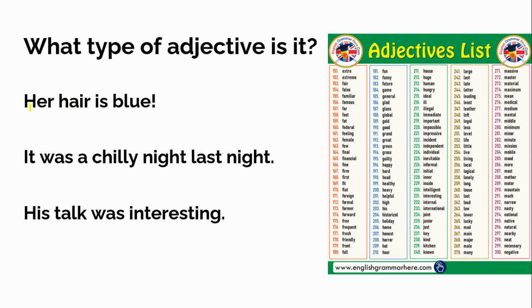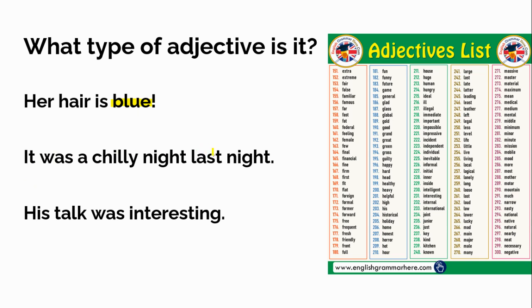We can see that her is a pronoun describing hair, so we know that that is not what we're looking for. But then we see blue. We know that blue is referring to a color that hair can be. So this is our adjective. And where is the adjective? After a verb following the noun. So we know that this is a predicative adjective because it is coming after a verb rather than before the noun. Let's look at another example.